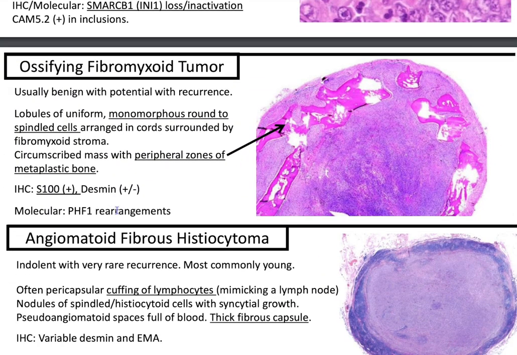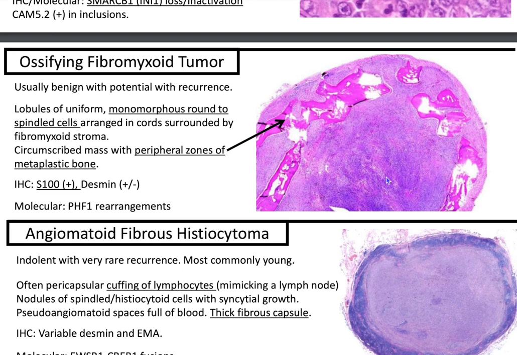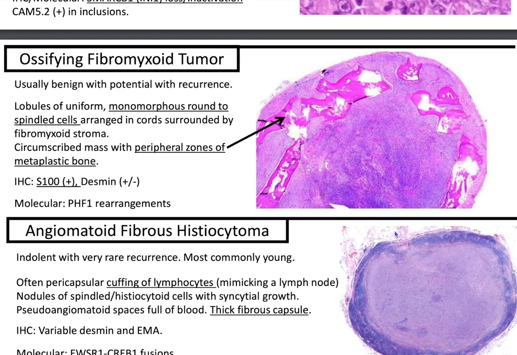Ossifying fibromyxoid tumor. It's usually benign with potential for recurrence. Histologically, on low power, you'll see lobules, and as you look, you'll see the circumscribed mass with peripheral zones of metaplastic bone. And on higher power, you'll have monomorphous rounds of spindle cells arranged in cords surrounded by fibromyxoid stroma. IHC-wise, it'll be positive for S100, plus or minus for desmin, and molecularly, you'll have a PHF1 rearrangement.